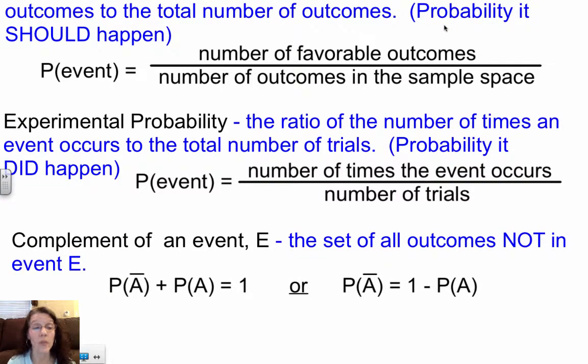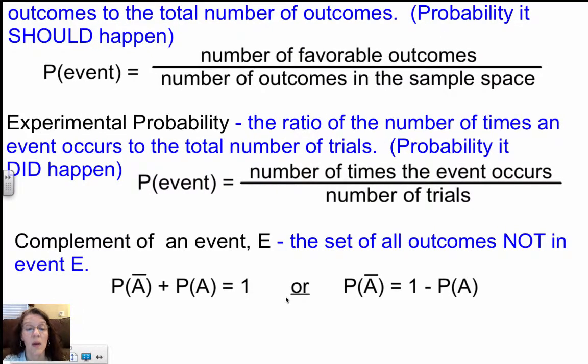We have one more vocab word. The complement of the event is the set of all outcomes not in an event. Probability of A, the complement of A, that's what this line over it means. Probability of the complement of A plus the probability of A is equal to 1. Or the probability of the complement of A is equal to 1 minus the probability of A. In my example of rolling a dice, if I'm looking for a 5, make sure I've got my pen here.